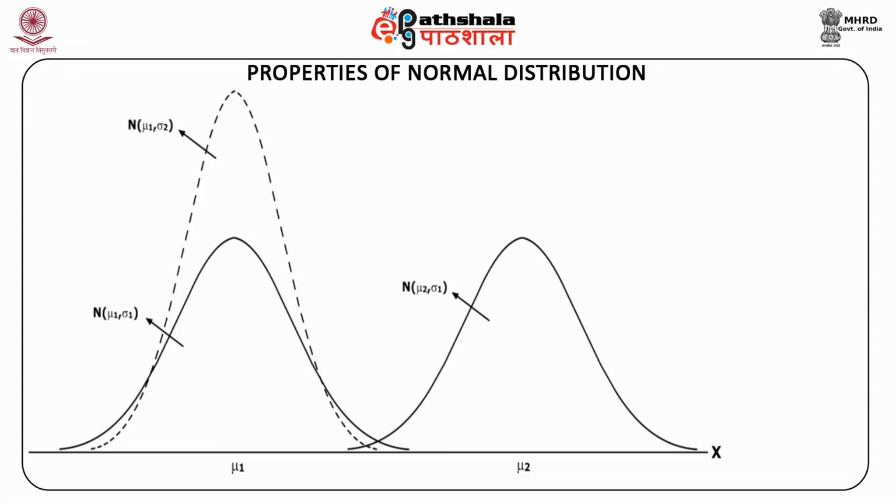Thus, if mu will change, the curve will shift only along the x-axis without any change in its shape, and a change in sigma only will change the spread of the curve with no shift. An increase in sigma will make the curve more flatter, whereas a decrease in sigma will make the curve steeper. In figure, mu2 is greater than mu1 and sigma 1 is greater than sigma 2.